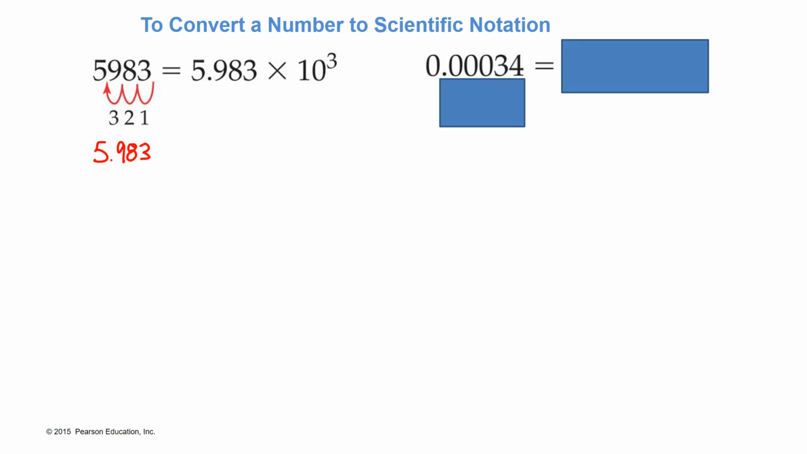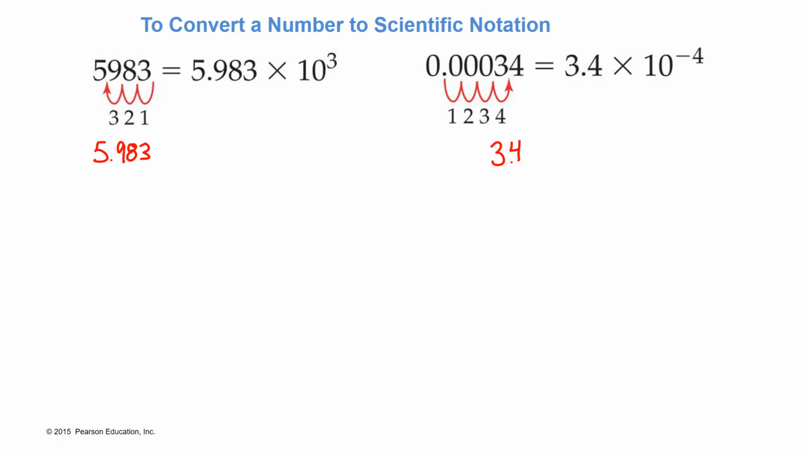All right. Next one, we have a decimal, 0.00034. How many sig figs? 2. So we're only going to be dealing with our 3 and our 4, and I need the decimal in between there. So in order to get the decimal there, how many places do I have to move the decimal? 4. So what is going to be my exponent this time? All right. So it'd be 3.4 times 10 to the negative 4. All right. Does that make sense?